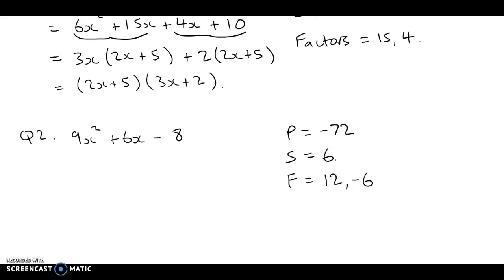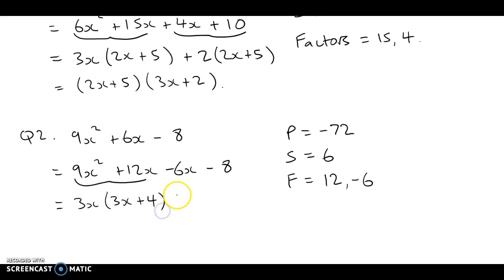a sum of 6. So let's use those two factors to split up our middle term there. So we'll get 9x squared plus 12x minus 6x minus 8. Then we go ahead and factorise by grouping. Let's pair those first two together. 9x squared plus 12x, they've got a common factor of 3x. In brackets we'll have 3x plus 4. Let's pair these next ones together. Remember, we want the bracket to be 3x plus 4. So common factor in minus 6x minus 8 will be minus 2. In brackets we'll have 3x plus 4.